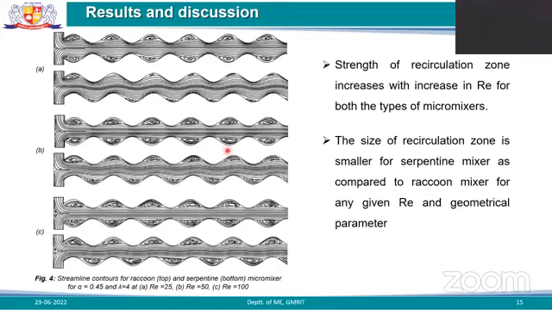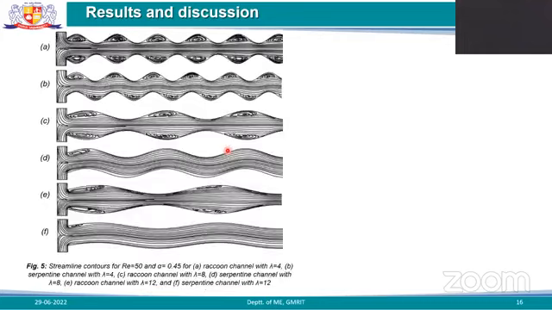Irrespective of the other parameters. Now these are for different wavelength. We see the streamlines for a particular Reynolds number, that is 50, and alpha, the amplitude, is also fixed at 0.45, and for different gamma: the first pair is for gamma 4, the second pair is for gamma 8, and the third one is gamma 12.